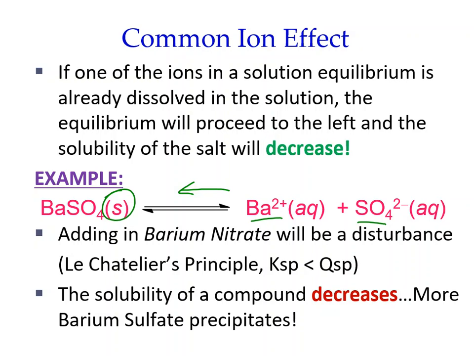Same idea here if you're adding in product. Don't forget your Ksp comparison. If you add in product, which would be one of the ions, you're adding to the numerator. So then Q is now greater than K, and that's why that directional pointing towards the precipitate occurs. Let's recap on the common ion effect here.